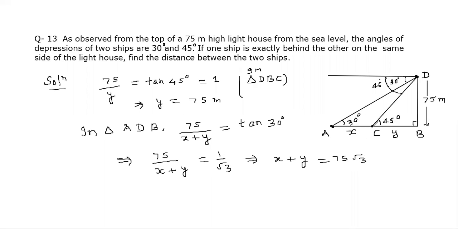Our purpose is to get this distance x. So we can shift this y to RHS. So x will be 75 root 3 minus y. But we have got the value of y as 75. So we put this value here. So 75 root 3 minus 75. So we get x equal to 75 and inside the bracket root 3 minus 1, which is our answer.